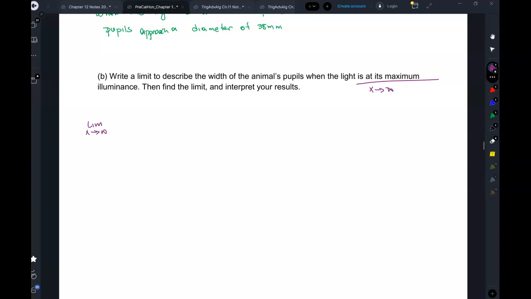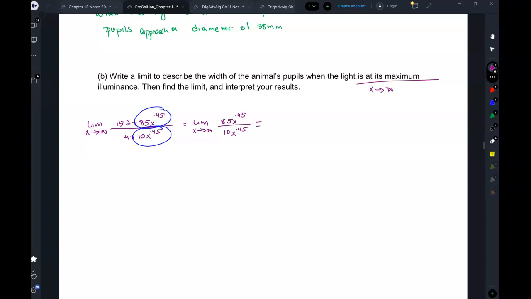So the limit as x approaches infinity of this function over this function. Now this is a different situation. When I have a limit as x approaches infinity of a rational function, all I have to do is take the leading term from the top and the bottom. So this is the limit as x approaches infinity of 85x to the 0.45 over this. This step is extra. You don't need to write this step. I'm just showing you so you can visualize what happens.